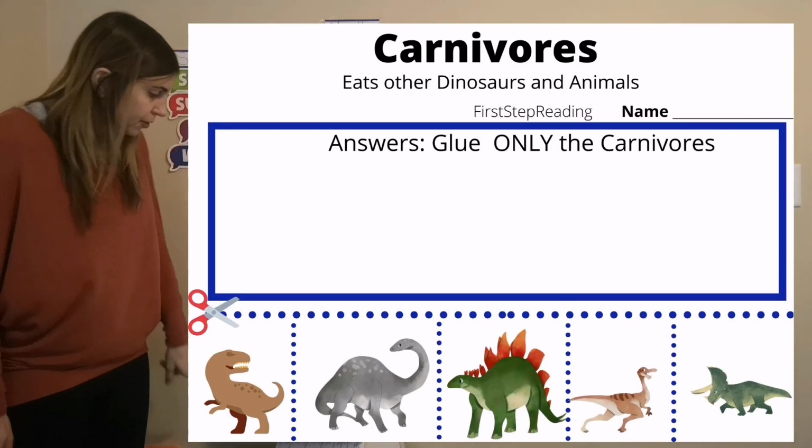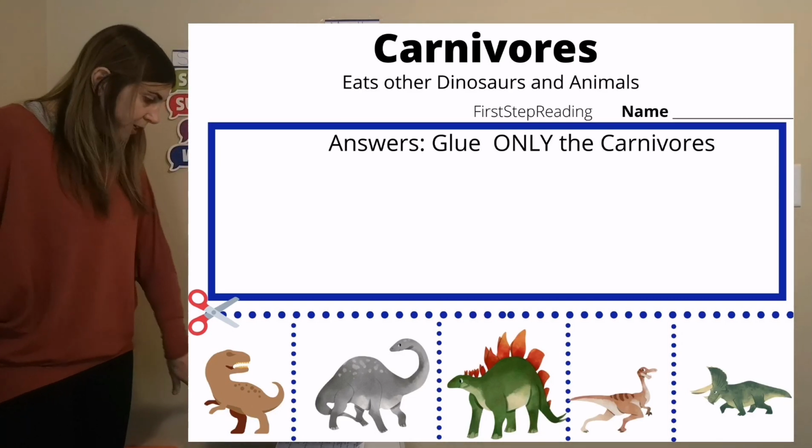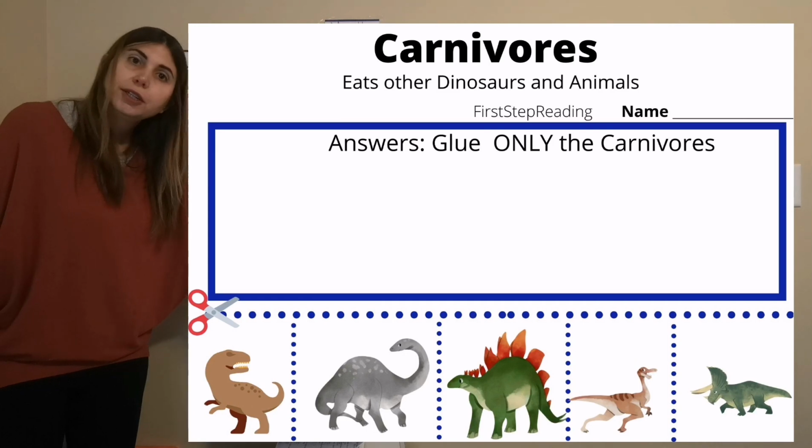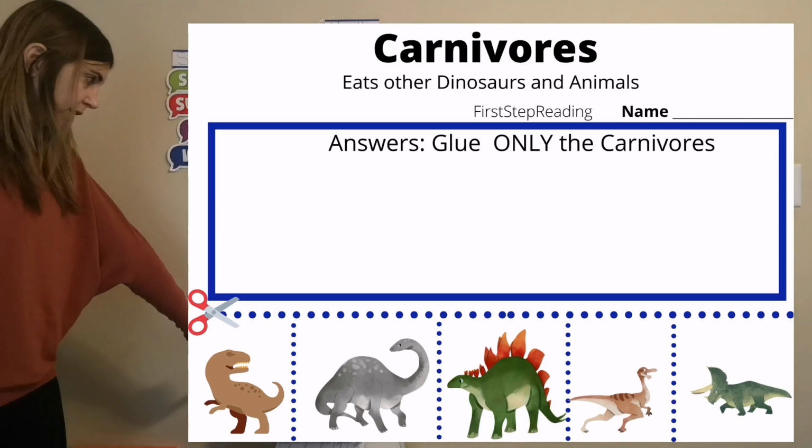So there are some fun activities you can do. You can do your carnivore cut and paste worksheet, where you find the dinosaurs that we just talked about, Tyrannosaurus Rex and Velociraptor. Those are our carnivores, and you paste them in the rectangle.